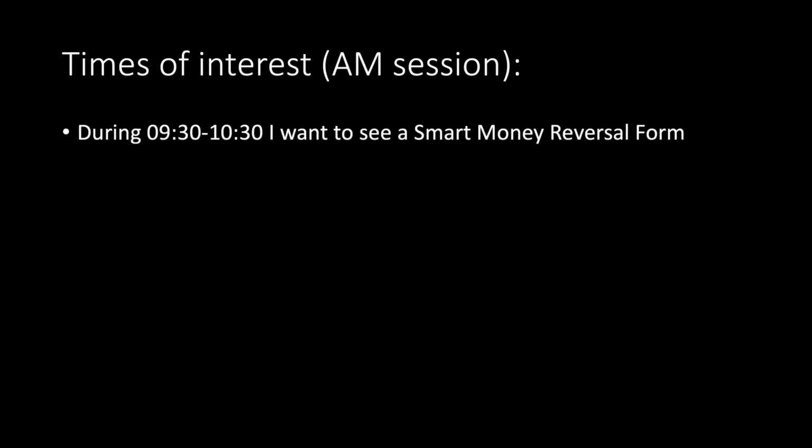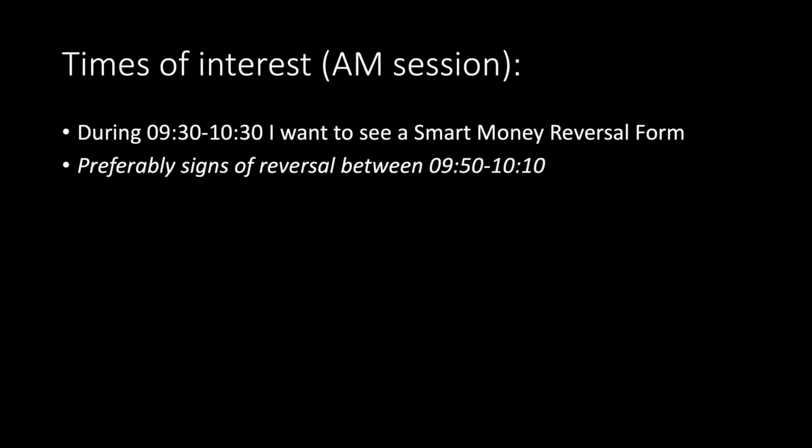During 9:30 to 10:30 AM, I want to see a smart money reversal form. I preferably want to see signs of a reversal between 9:50 to 10:10. The reason why I preferably want to see signs of reversal between that time window is because that time window is a 20-minute macro. This macro has the characteristic of introducing or injecting speed and velocity into the marketplace, and therefore we want to see a reversal occur during that time window.